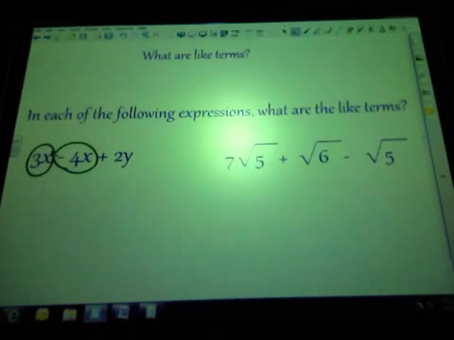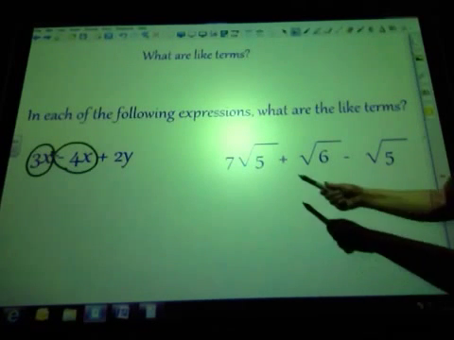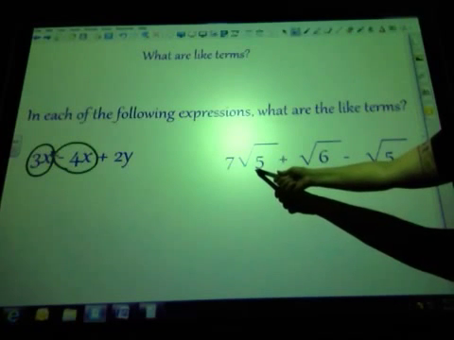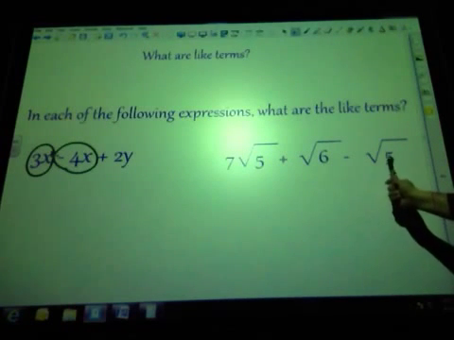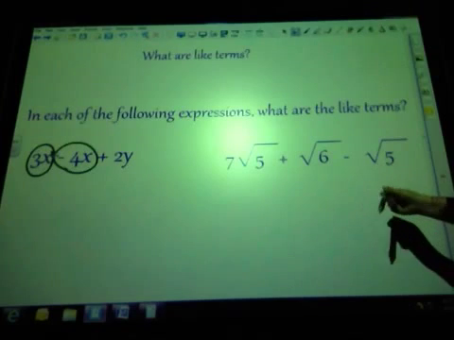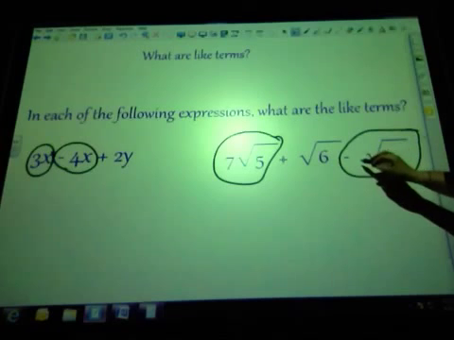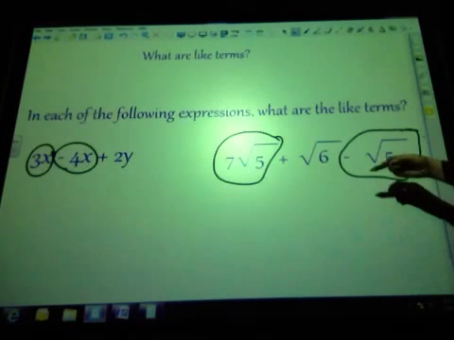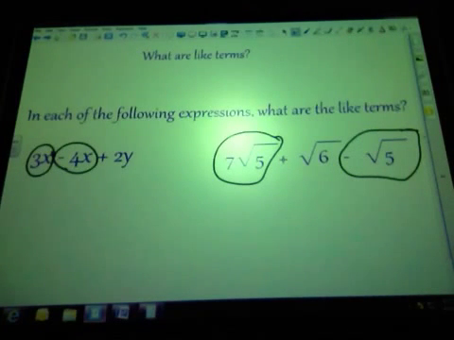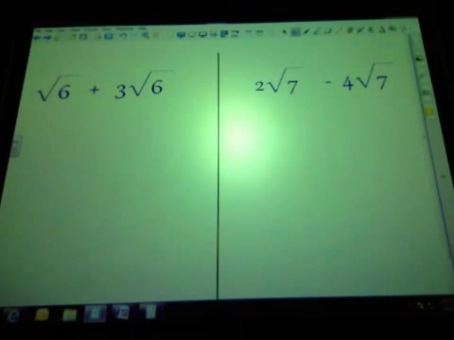So we have to look to see which ones have like terms, or which ones are the same underneath the square root sign. We've got a 7 times the square root of 5, and over here we have a negative square root of 5. So our like terms would be 7 times the square root of 5 and negative square root of 5, or negative 1 times the square root of 5. So those will be our like terms. What we're going to do is combine like terms.